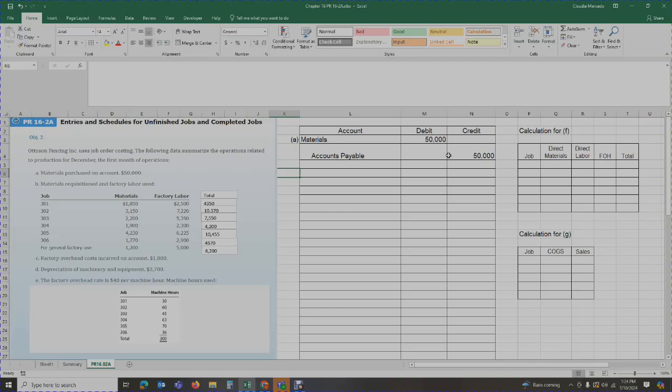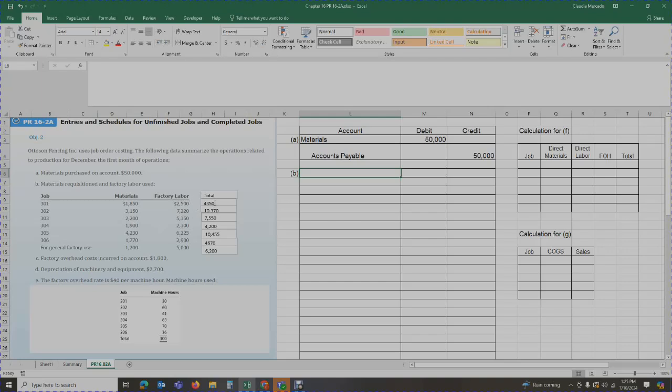Now we're going to move on to letter B. Materials requisitioned and factory labor used. Here we have the jobs that we're working on, jobs 301 through 306. We've got the materials that were requisitioned for these specific jobs and the labor associated with working on those specific jobs. That was provided to you in the problem.